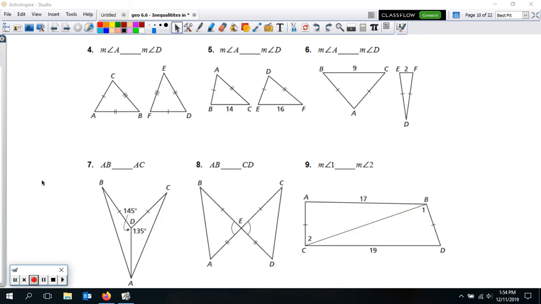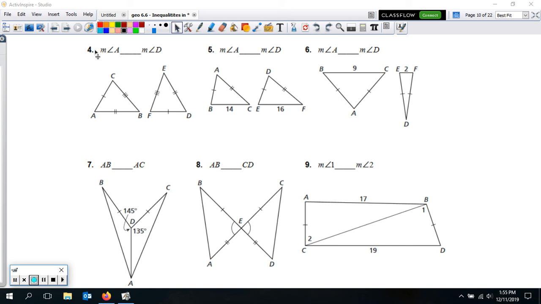All right, so 4 through 6. I'm going to have you pause the video and do 4 through 6. It's the same idea, except now you're given sides, and so you're trying to figure out angles. It's for A and D on 4 through 6. So is angle A greater than, less than, or equal to angle D? The measure of angle A and the measure of angle D. Fill that in with a greater than, less than, or equal to for each one. Look at your diagrams and go ahead and do that, and then play it to check your work.